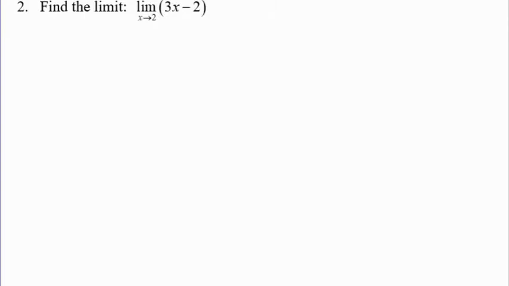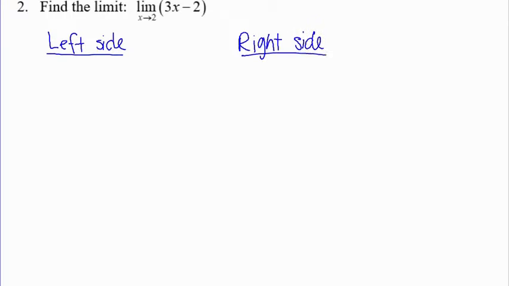Here, we want to find the limit. This says the limit as x approaches 2 of 3x minus 2. So we want to see what happens as we get closer and closer to 2. So we are going to look at what happens on the left side and what happens on the right side. So I'm going to make a t-chart. I'm going to start on the left side of 2, so with numbers less than 2.